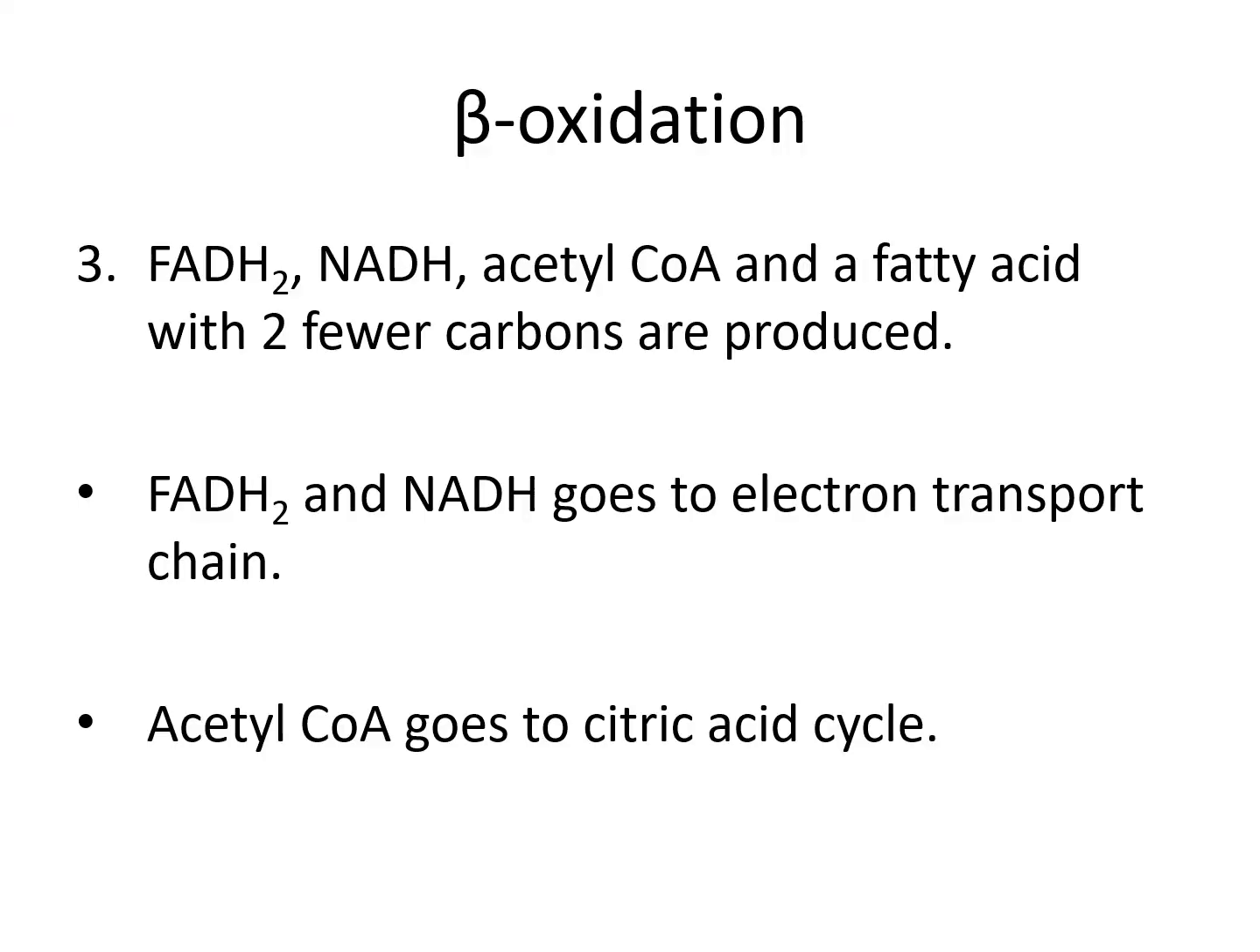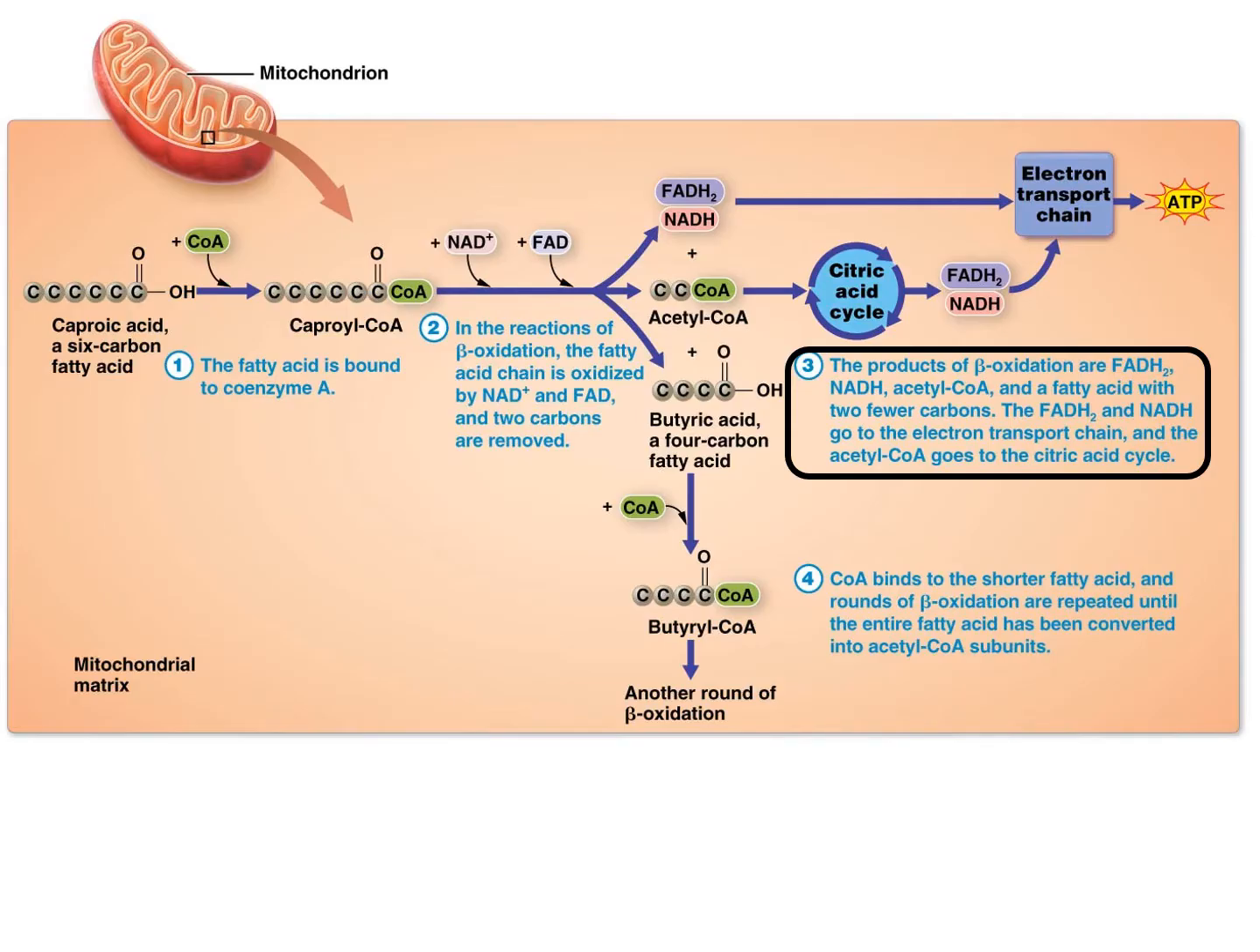So FADH2, NADH, acetyl-CoA, and a fatty acid with 2 fewer carbons are produced. Remember, the 2 carbons are removed to form acetyl-CoA, and so now our fatty acid is 2 carbons shorter. FADH2 and NADH go to the electron transport chain to form ATP, and acetyl-CoA, as you might expect, goes to the citric acid cycle. The remaining fatty acid is further oxidized. Here in this diagram, we see the products of beta oxidation are FADH2, NADH, acetyl-CoA, and the shortened fatty acid.